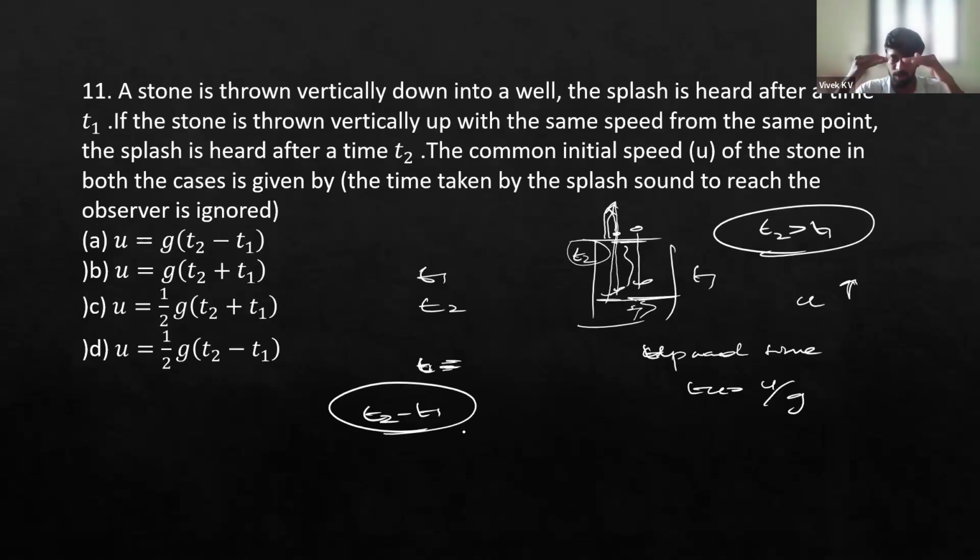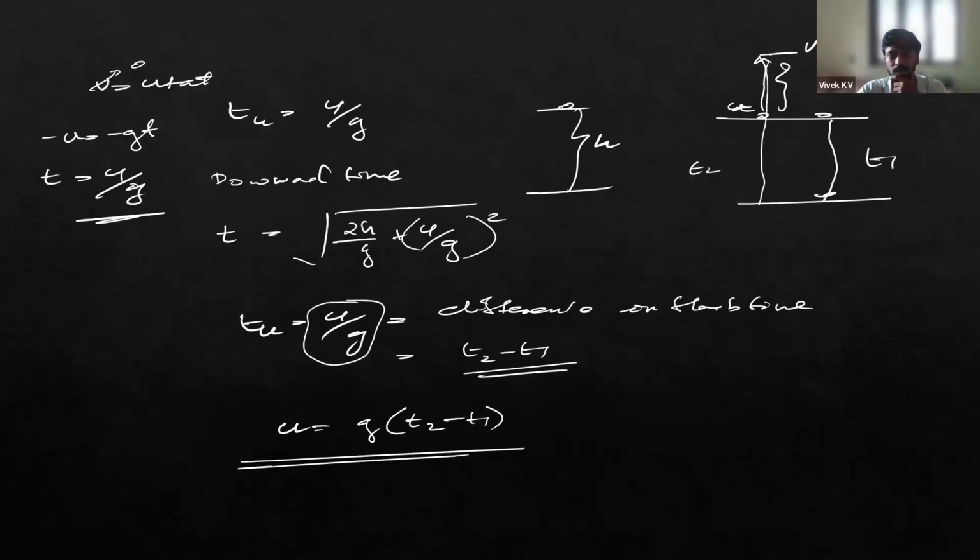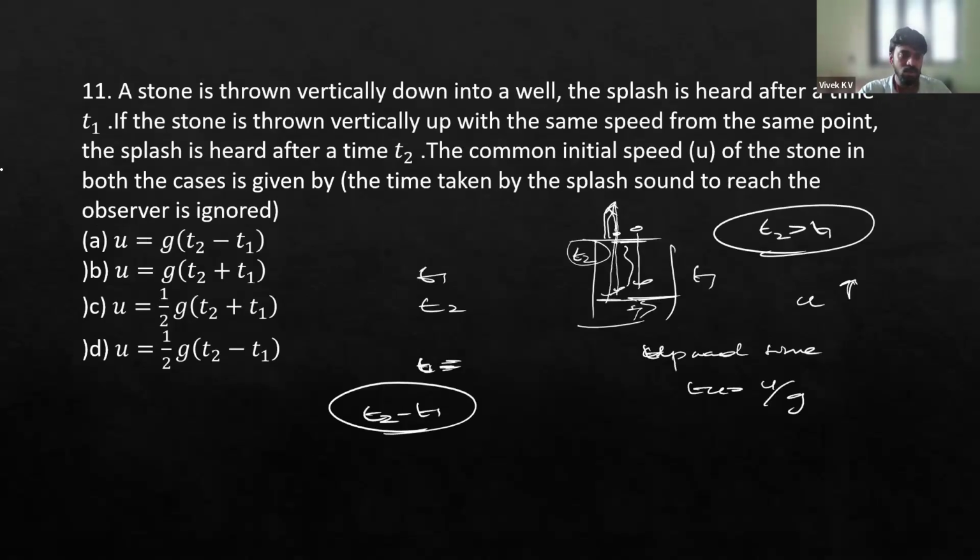Other than that, after reaching this maximum height, it is going to travel down. It takes a time T2. But T2 is nothing but this upward time plus T1. So this upward time is the difference between the times of splashes, which is T2 minus T1. From there you get the velocity as u equal to g into T2 minus T1. So option A is the correct answer.